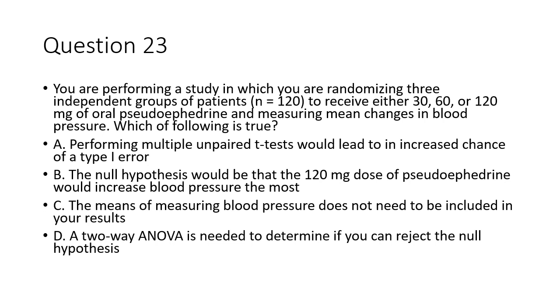A is correct because if I were to continue performing unpaired t-tests, so I did 30 compared to 60, 30 to 120, and then 60 to 120, by doing multiple comparisons, you're much more likely to find a difference by random chance alone, and so that's a type 1 error. You're rejecting the null hypothesis when no difference actually existed. So that's why A is correct.